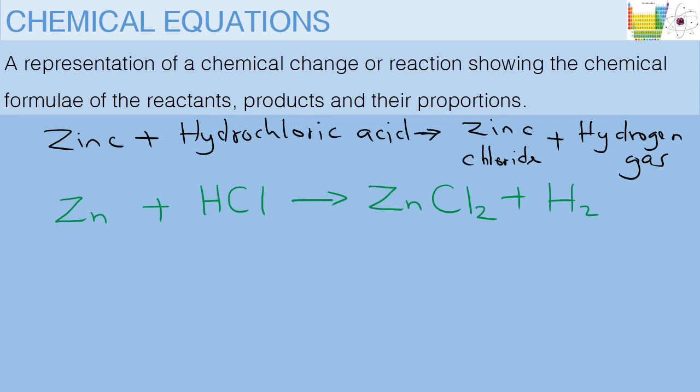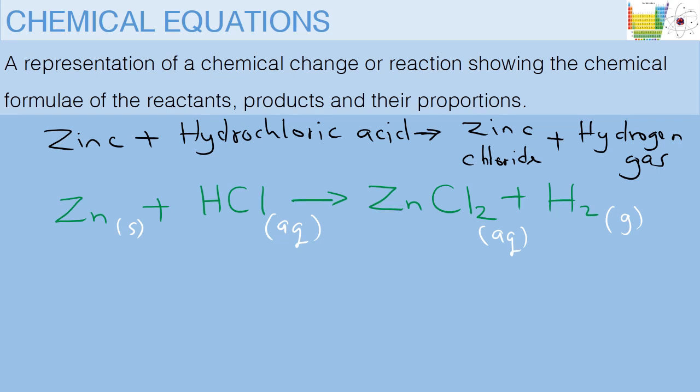For the state symbols, zinc is a solid, hydrochloric acid is aqueous. Remember this state? Zinc chloride is also aqueous, while hydrogen is a gas.